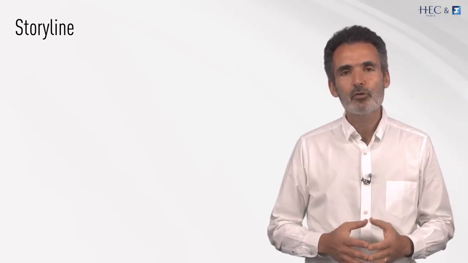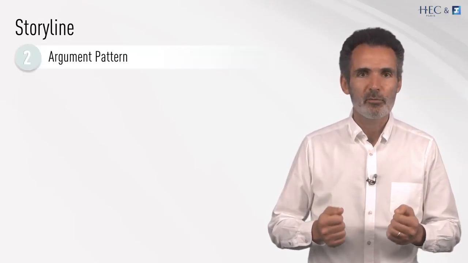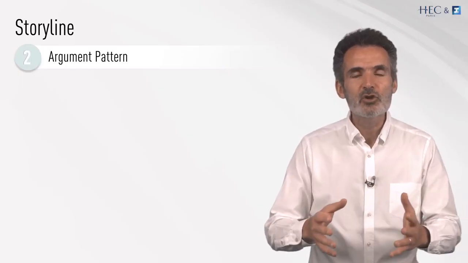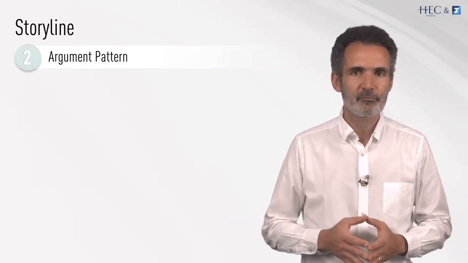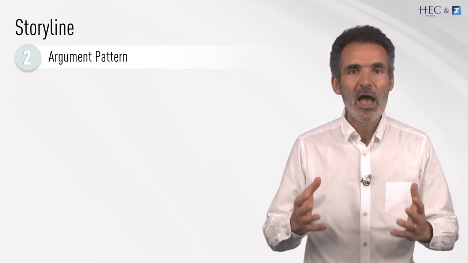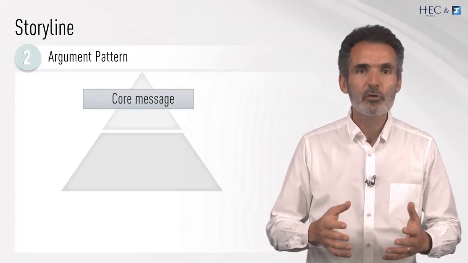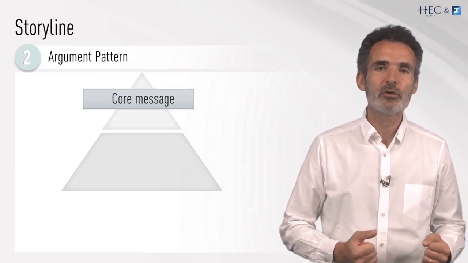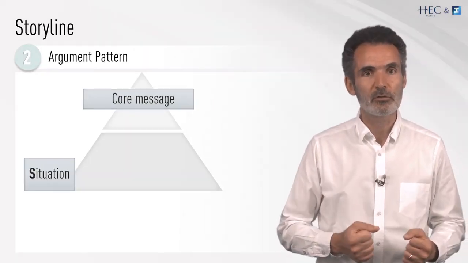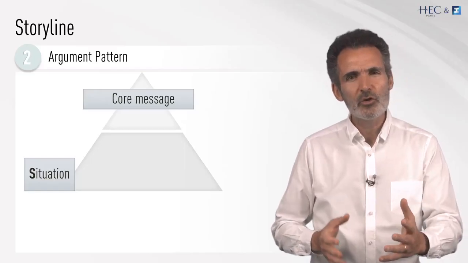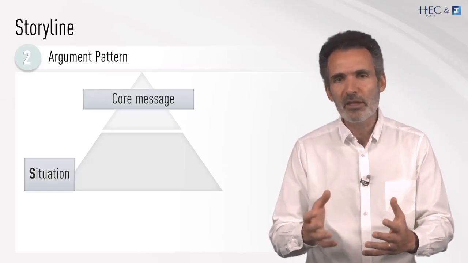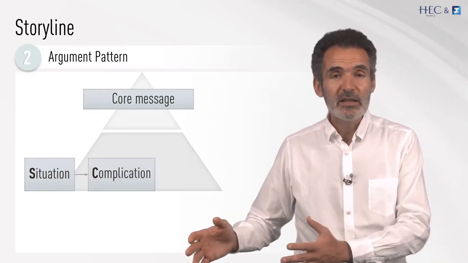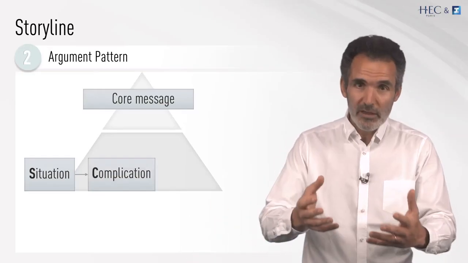The alternative to a grouping is an argument pattern, usually following the situation, complication, resolution path. For instance, in the hiring memo example, you would first spell out those of your candidate's strengths that match the job description. This is the situation. You then list the dimension on which you have concerns and that would make you hesitate. That is the complication.